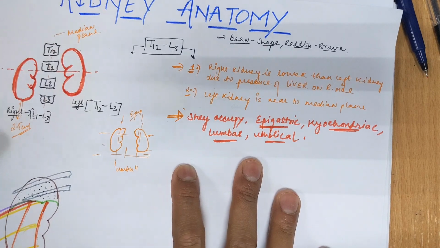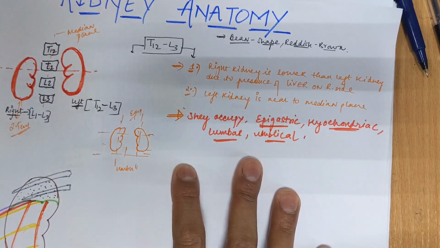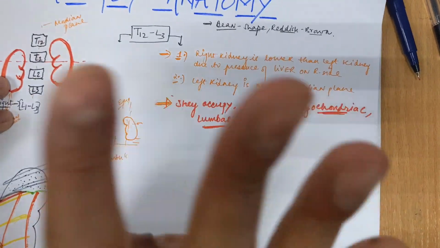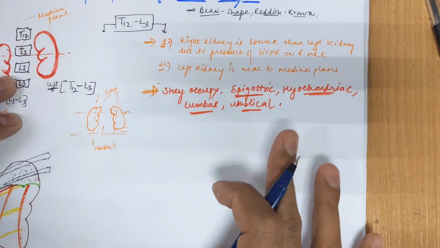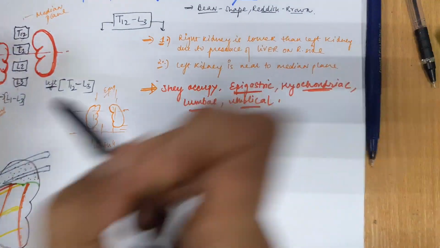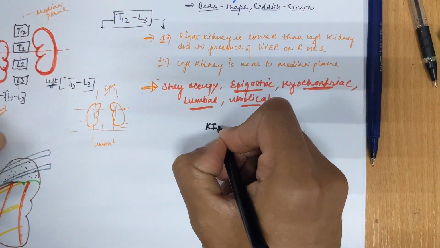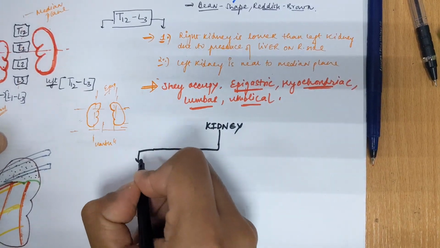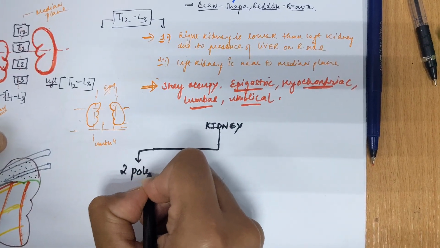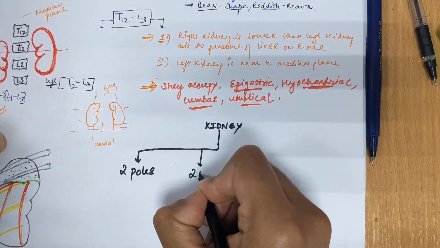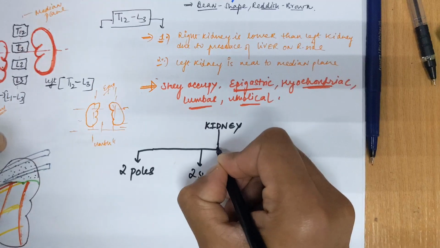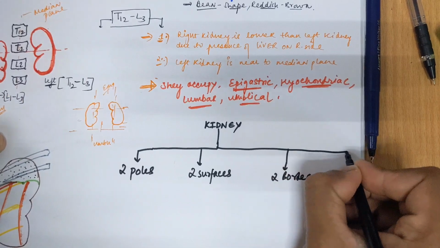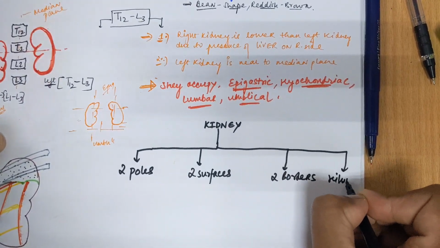Okay, clear this much. And now if we move on to the external features of the kidney, each kidney is having 4 external features. I will write it here. Now just consider this is a kidney, and we have 4 features here. The kidney has 2 poles. Second, the kidney has 2 surfaces, and third we have 2 borders, and lastly we have the hilum. So these are the external features of the kidney.